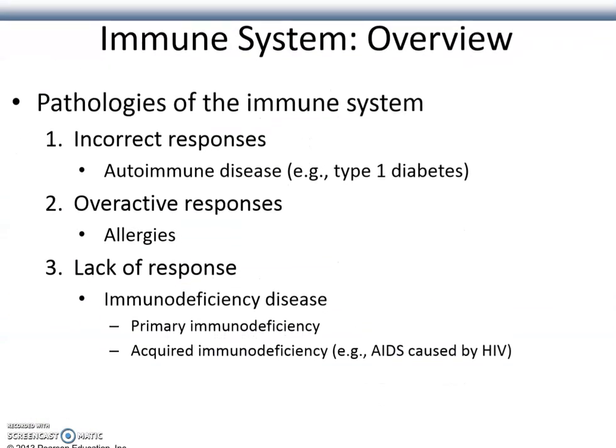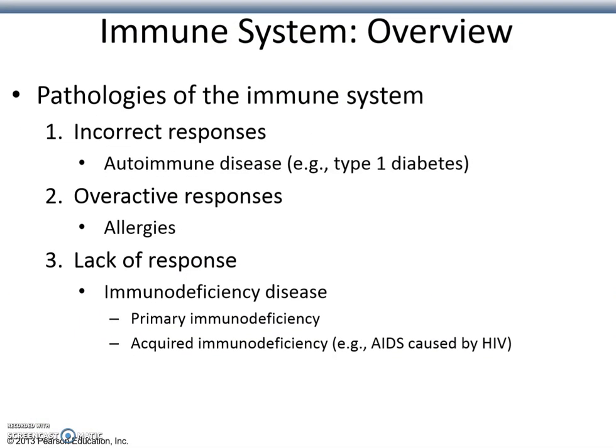Okay, so here a little bit more on the immune system overview. There are some potential problems with the immune system: incorrect responses or autoimmune diseases. They're actually on the rise. It's a pretty big problem. Here's an example given: type 1 diabetes. You may have heard of other autoimmune diseases like lupus or rheumatoid arthritis. There are quite a few of them out there these days, and they're on the rise.